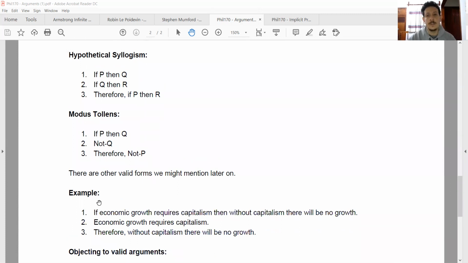So what does this argument say? What's premise 1? Premise 1 says, if economic growth requires capitalism, then without capitalism, there will be no growth, right? So that's a substantive claim, but it's a conditional claim.